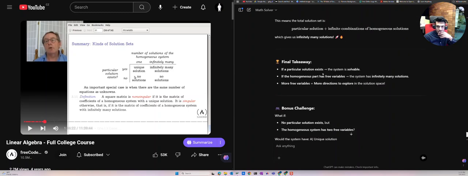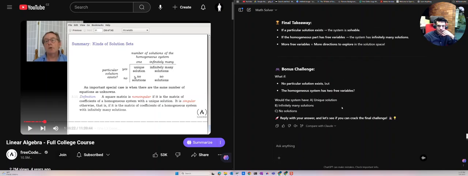Final takeaway. If a particular solution exists, the system is solvable. If a particular solution exists and the homogeneous part has free variables, the system has infinitely many solutions. More free variables, more directions to explore the solution space.